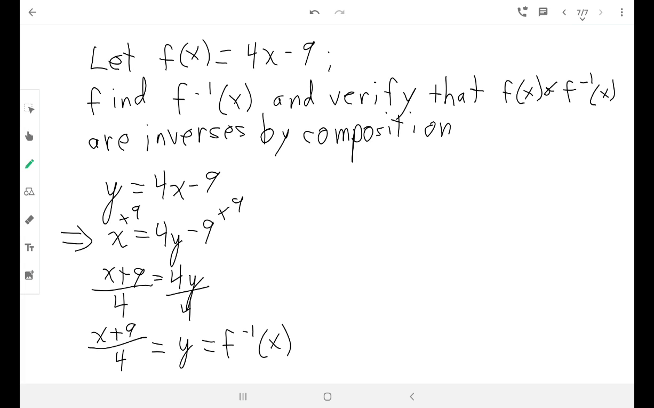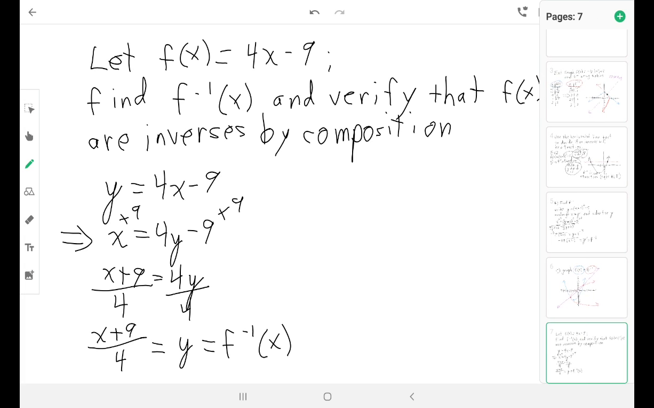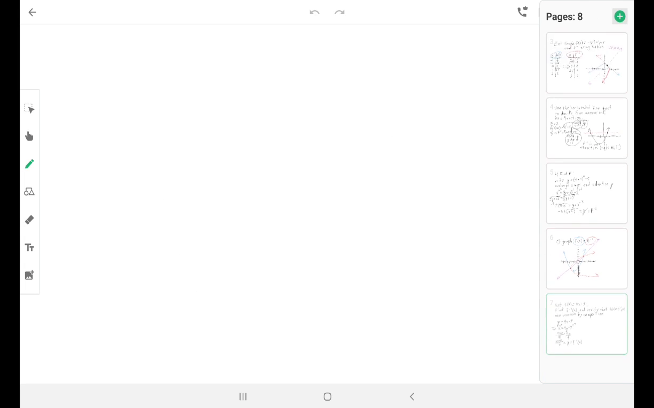So let's do the second part of this. Let's verify by composition. Okay? Let's do that on another board. So I've got f of x equals 4x minus 9. I've got f inverse of x equals, what was that? x plus 9 all over 4.